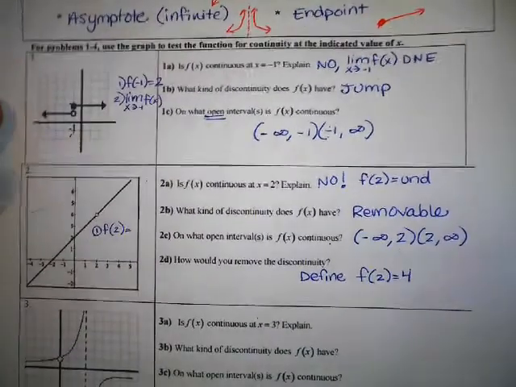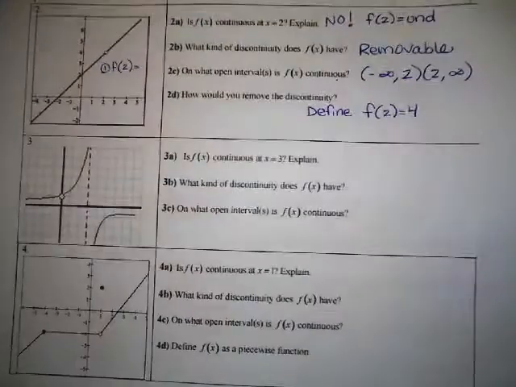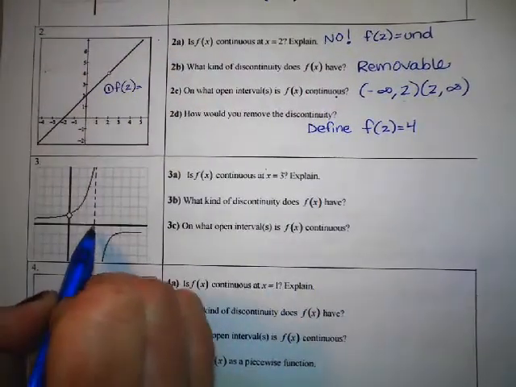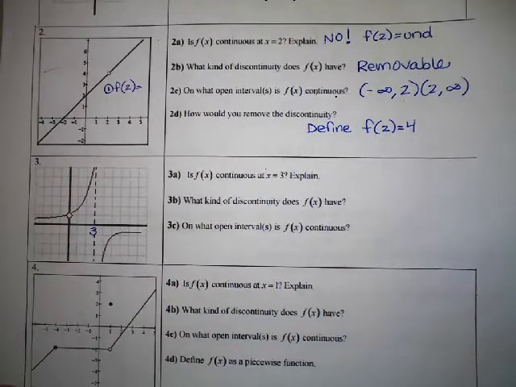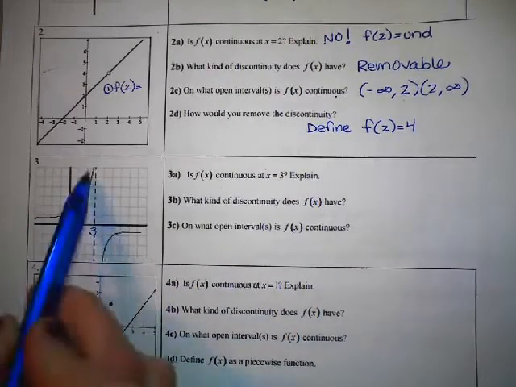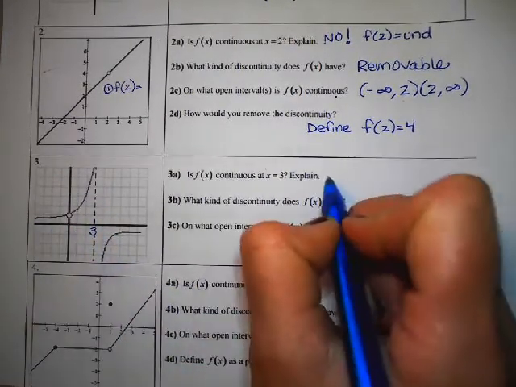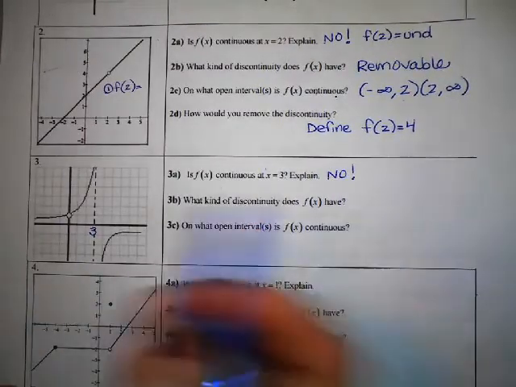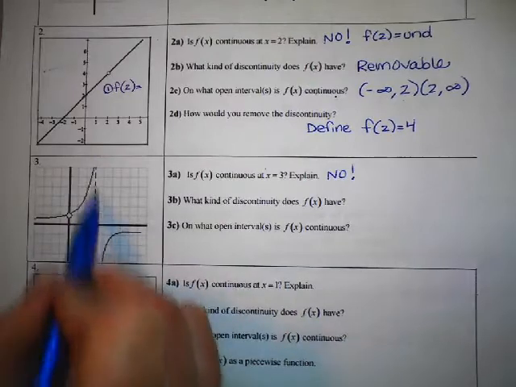Okay, number 3. Is f of x continuous at 3? And what do we notice is happening at 3 on your graph? Looks to me like there's an asymptote there. So is it continuous? No. Explain. So I need to decide why not, besides the fact that there's an asymptote there.